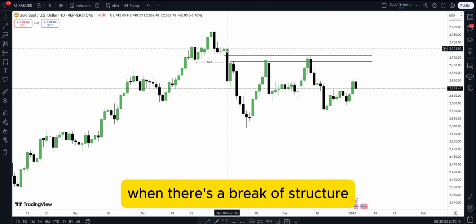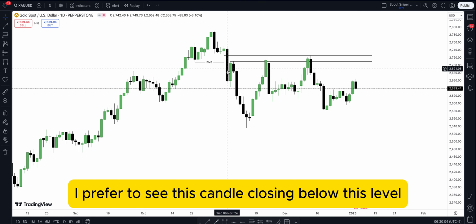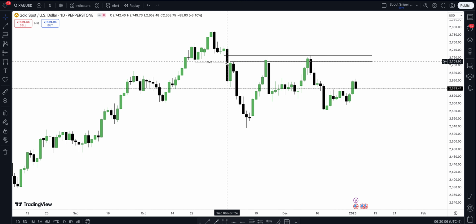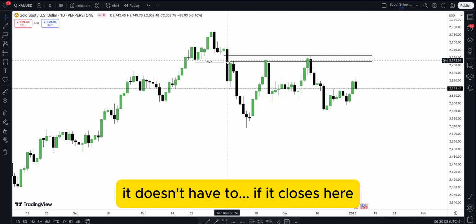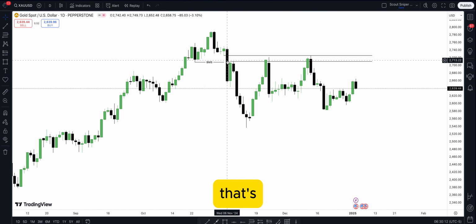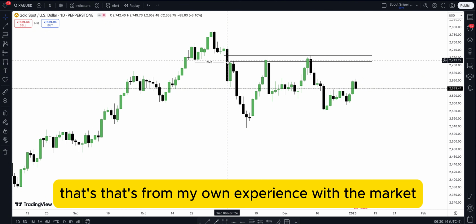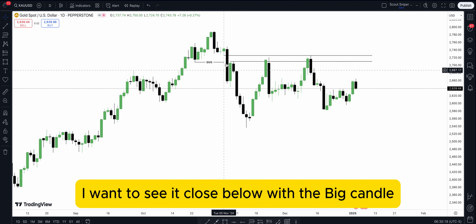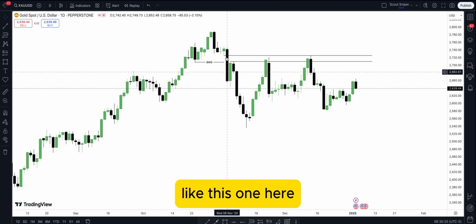So guys, when there's a break of structure, I prefer to see this candle closing below this level. It doesn't have to. If it closes here, I wouldn't have considered that a break of structure. That's from my own experience with the market. I want to see it close below with a big candle like this one here.